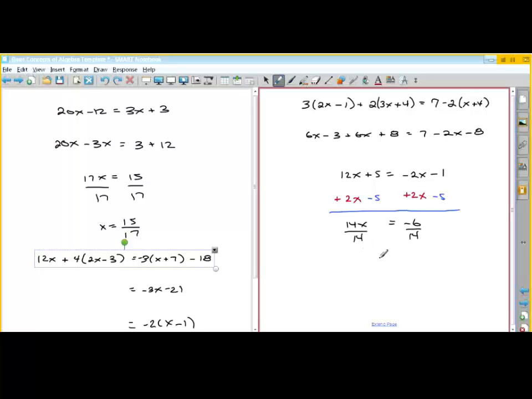And then we divide by the coefficient in front of the variable term. You get x is negative 6 over 14, which then can be simplified into negative 3/7. And that's your answer. Now we could plug that back into the original equation.